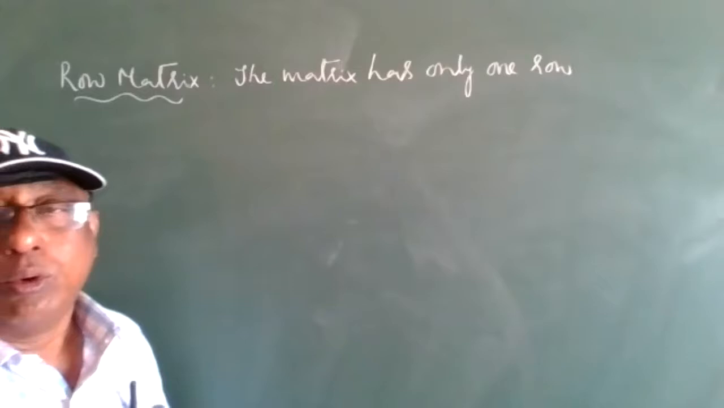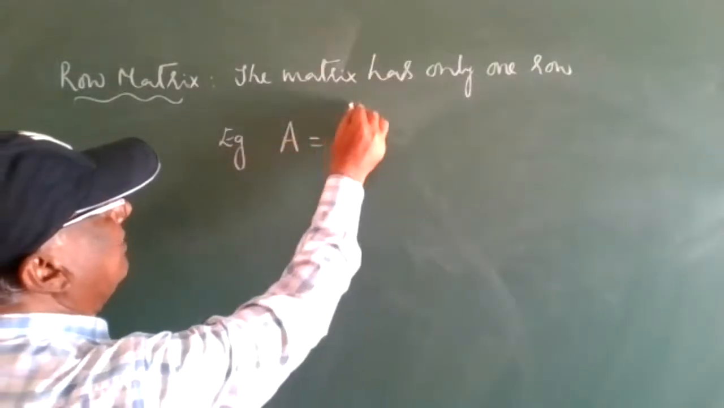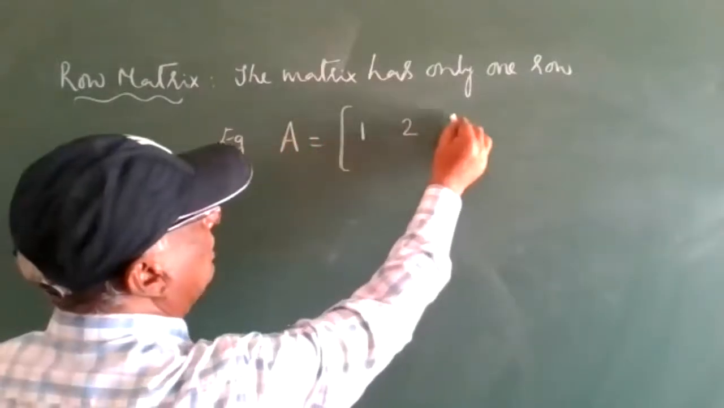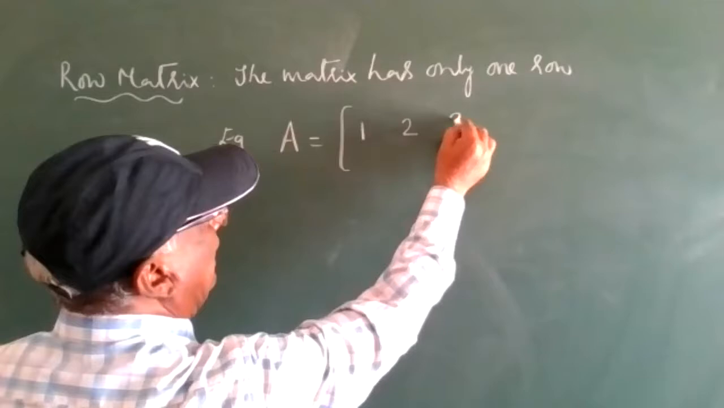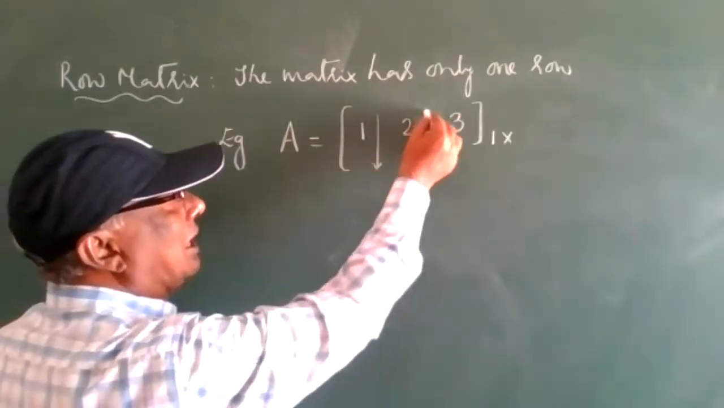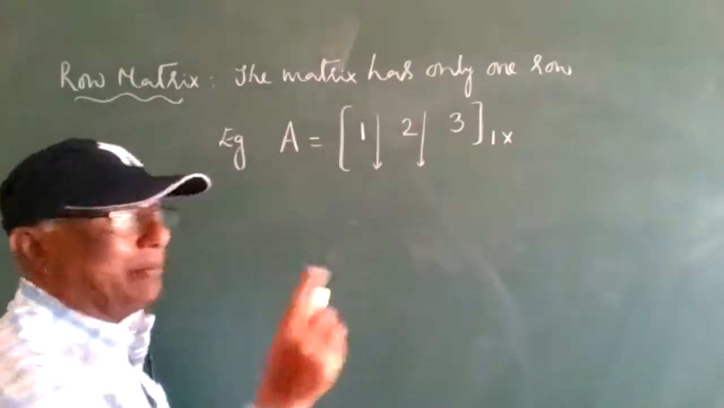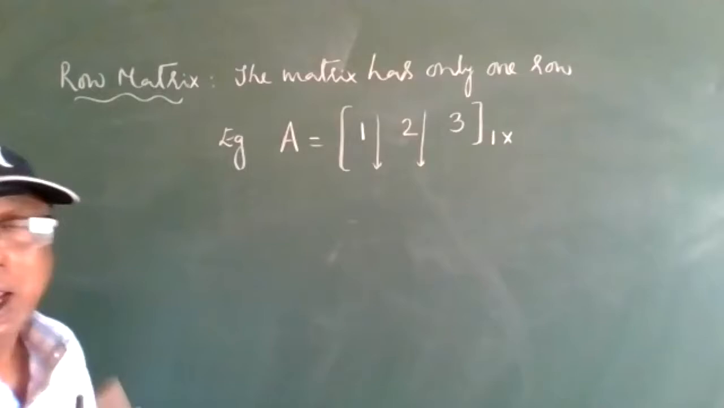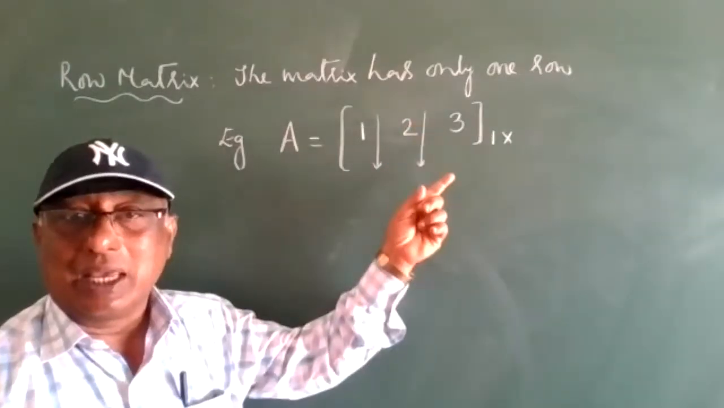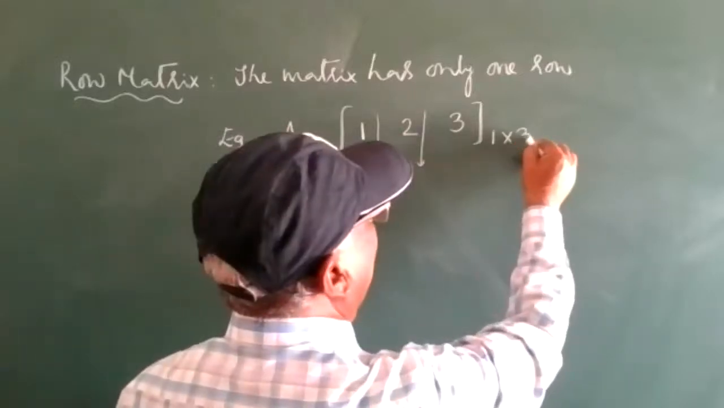Now see the example: A is the symbol of the matrix, 1, 2, 3. Only one horizontal line, only one row. How many columns are there? In a row matrix, every element is one column. 1 is one column, 2 is one column, 3 is one column. Therefore, 3 columns. Is it clear?